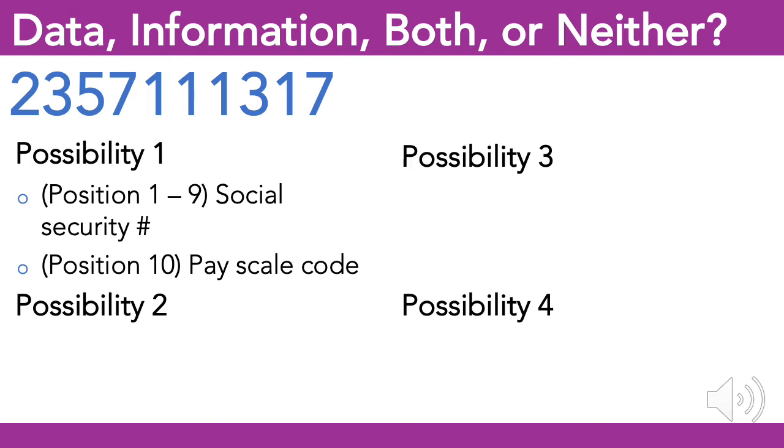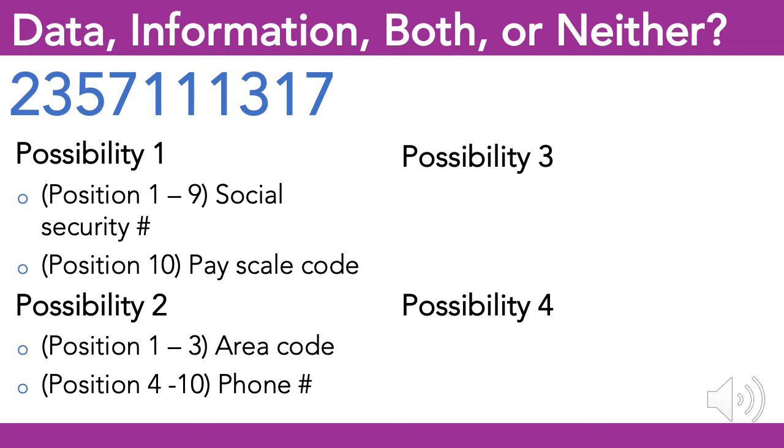We don't actually know. Possibility number 2 is that the first 3 digits are an area code, 235. Fair warning, I don't actually know if this is a phone number. It's just a possibility. I don't even know what area code 235 is, or if it is an area code. The last 7 digits after that are the standard phone number, 711-1317. That's a possibility. So this could be representative of an employee, could be representative of a phone number.